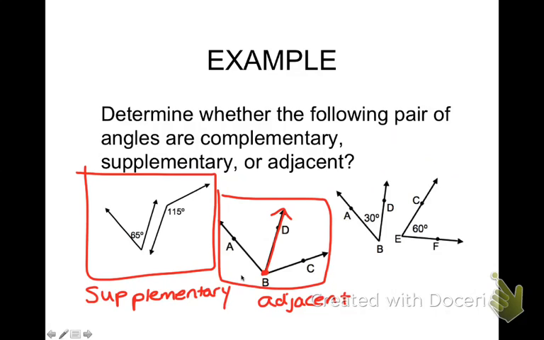And then the last two would be what? Complementary, good, because they add up to 90. Okay, so complementary, supplementary, adjacent. So far, so good. Yes?